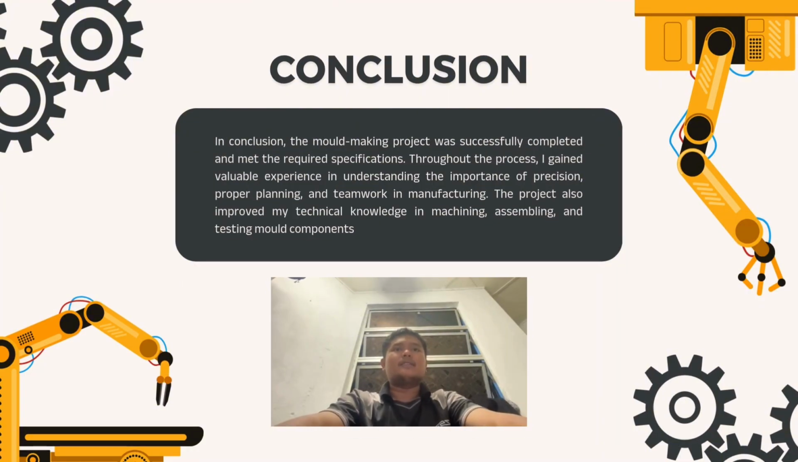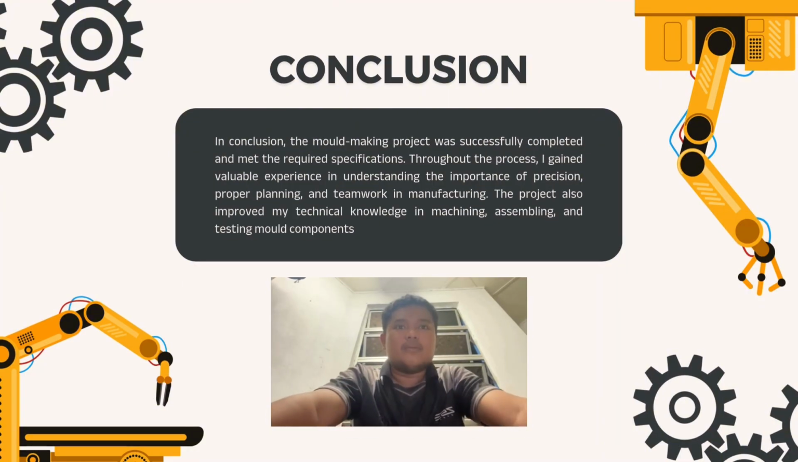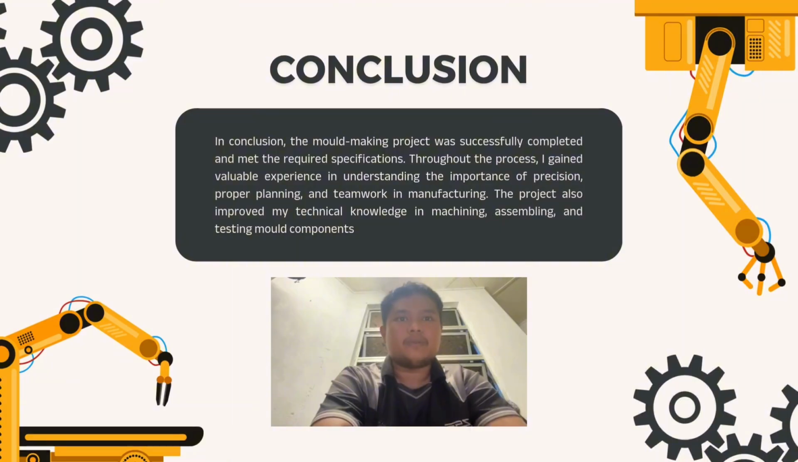And lastly is the conclusion. In conclusion, the mold making project was successful, complete, and met the required specification. Throughout the process, I gained valuable experience in understanding the importance of precision, proper planning, and teamwork in manufacturing. The project also improved my technical knowledge in machining, assembly, and testing mold components.